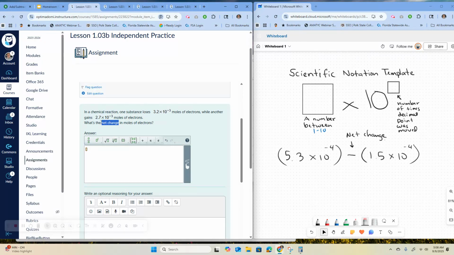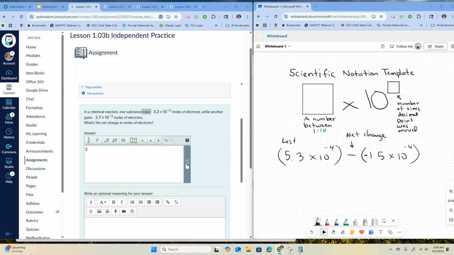So what was the last amount? 2.7 times 10 to the negative third power. But instead of using that number, I'm going to use a different one. So I'm going to use 5.3 times 10 to the negative fourth power. This was the last number. And the first number, it says here that a substance that loses, and loses means negative. So it loses 3.2 times 10 to the negative third power. I'm going to use a different number. I'm going to use negative 1.5 times 10 to the negative 4 power.